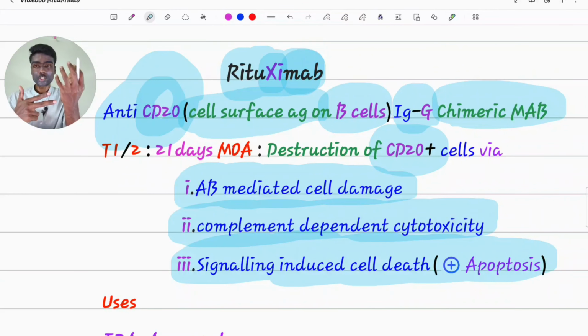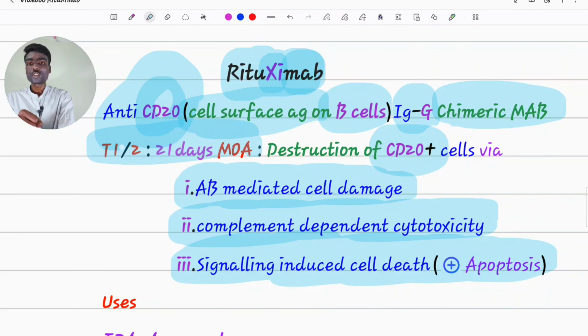Once our rituximab goes and binds to that CD20 antigen, it will stimulate some signals which lead to apoptosis of that particular cell. Along with that cell, our rituximab also undergoes proteolysis. It will be broken down into multiple amino acids. T-half is 21 days, same as that of IgG antibody.